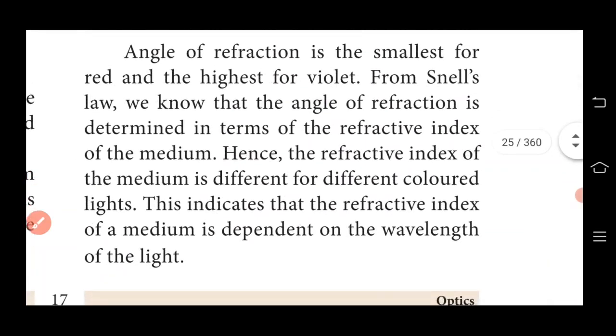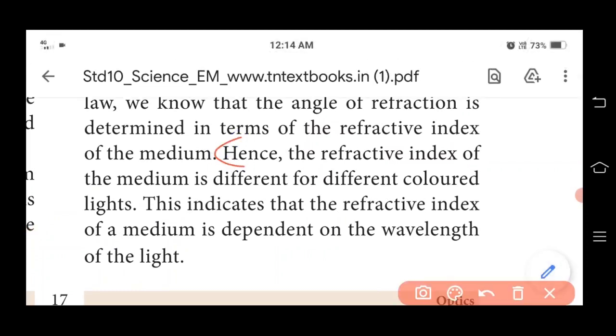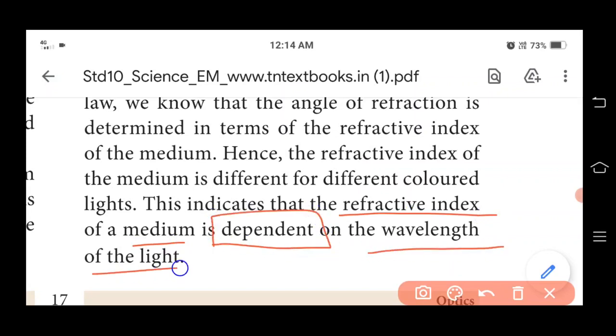And then our last question is about the medium. The refractive index of the medium is different for different colored light. So this indicates that the refractive index of the medium is dependent on the wavelength of the light.